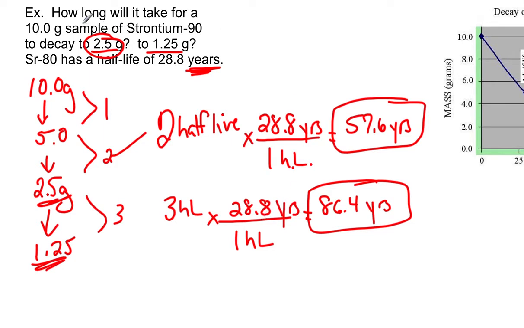So these problems, the how long will it take problems, they always give you the starting amount, and they give you the final. They give you the target. And you just have to ask yourself, how many times do I have to divide by 2 to get to that final point? And that tells you how many half-lives. And then if you need to, you can convert half-lives into time periods using the information given to you in the problem.